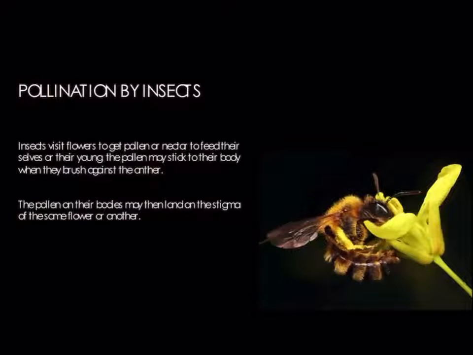So one way for flowers to get pollinated is wind. The other is by insects. Butterflies, bees, and other insects visit flowers to get pollen or nectar to feed themselves or their young. The pollen may stick to their body, and when they brush against the anther, the pollen on their bodies may then land on the stigma of the same flower or another.